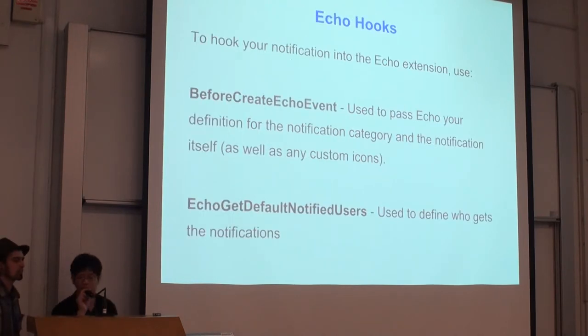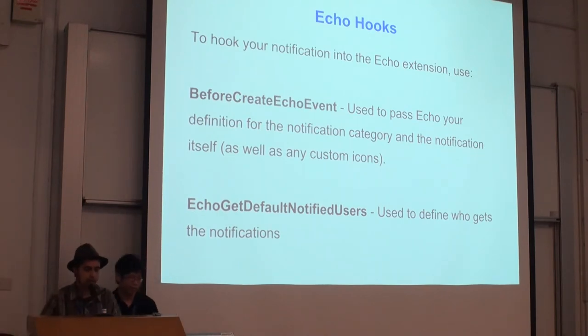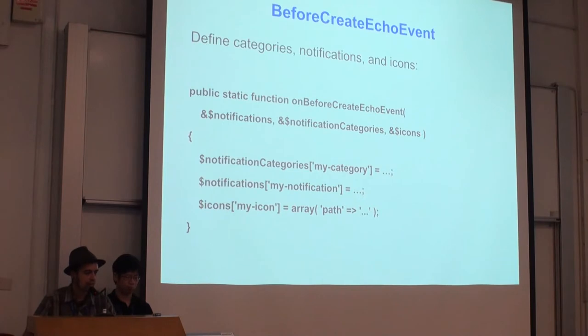Next, we will have account rules. To implement your notification, Echo provides two hooks that you'll need to utilize. The first one is before create Echo event, and the other is Echo get default notified users. Before create Echo event is used to define the notifications themselves as well as any notification categories and custom icons that you might want. In this really simplified example, we're adding my category to the categories array, my notification to the notifications array, and a path to a custom icon to the icon array.